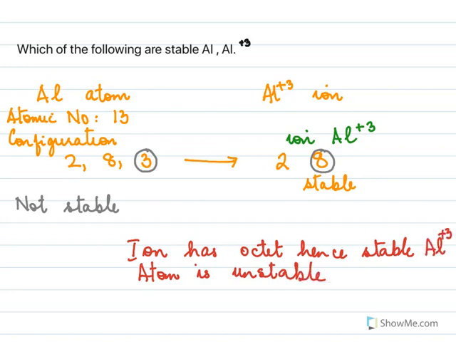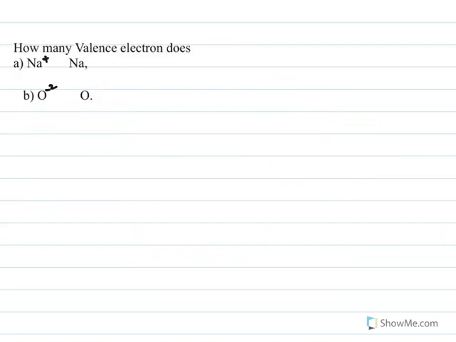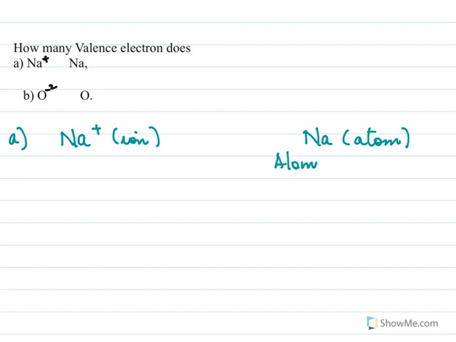So aluminium plus 3 is stable, aluminium is not stable. How many valence electrons do the following have? Let's take up A. Remember, sodium positive is an ion, and this is sodium, which is an atom. Let's start with the atom. We know atomic number is 11. So you have to remember the atomic number. So configuration 2,8,1.